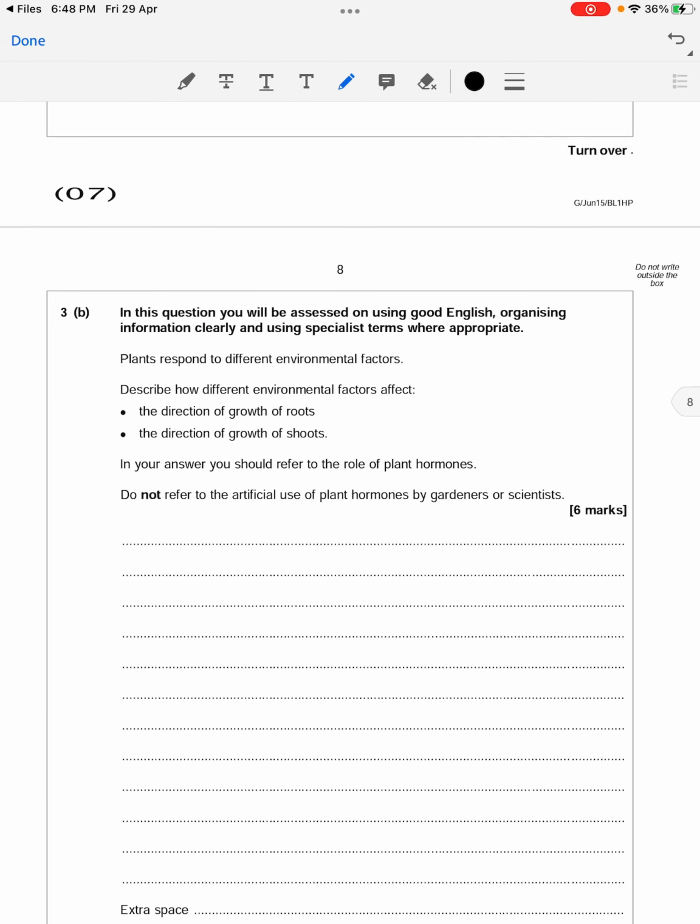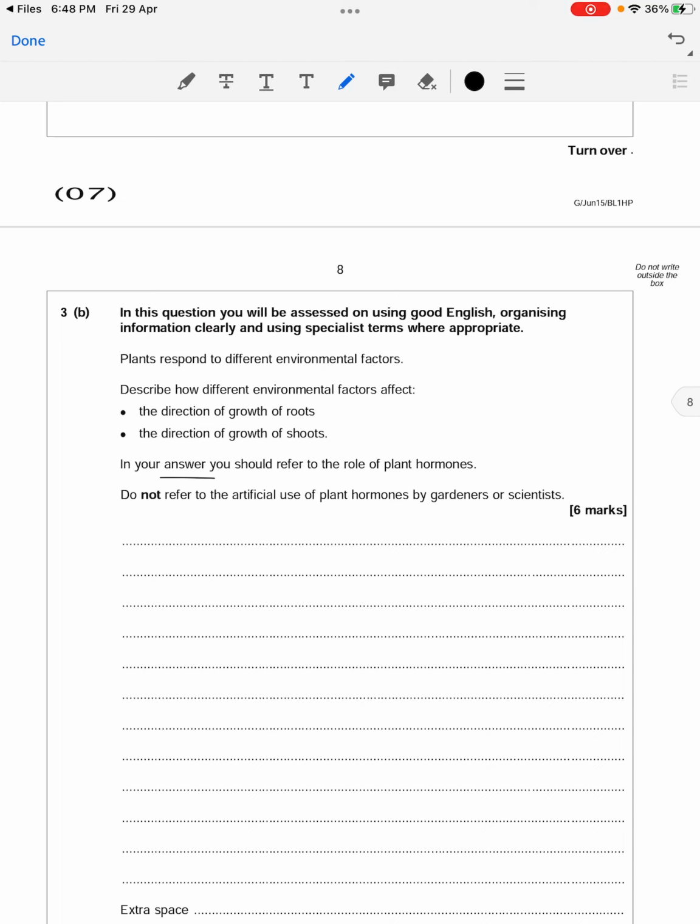So in this question, you will be assessed on using good English, organizing information clearly, and using specialized terms where appropriate. Okay, let's get straight to the facts. In your answer, you should refer to the role of plant hormones. Do not refer to the artificial use of plant hormones by gardeners. So you have to understand what plant hormones are and answer this question indirectly.